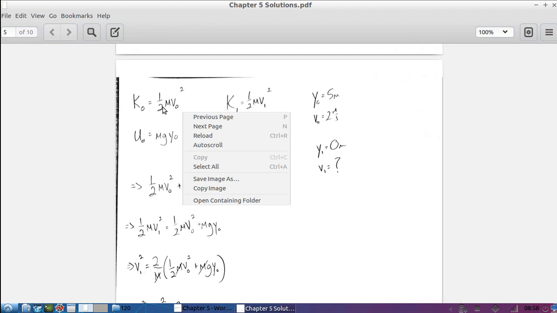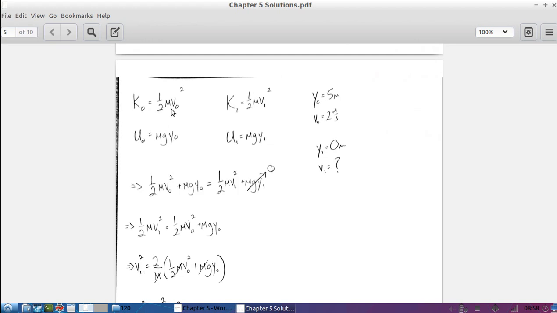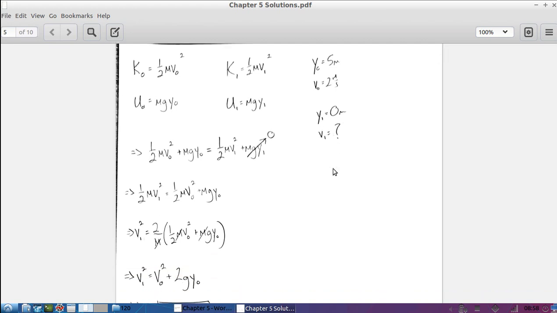So, these are my initial energy terms. Sled rider has an initial kinetic, 1/2 m v naught squared, and an initial potential, m g y naught. And then it's got a final kinetic, 1/2 m v1 squared, and a final potential, m g y1. So the initial position is 5 meters, the initial speed is 2 meters per second, the final position is 0 meters, we're looking for the final speed.